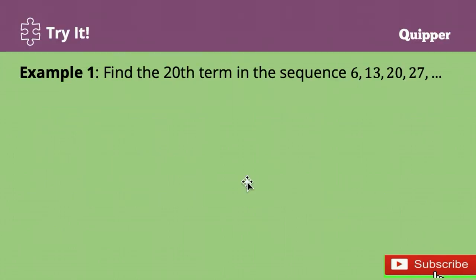Now let's try some examples in finding the nth term of an arithmetic sequence. Number 1. Find the 20th term in the sequence 6, 13, 20, 27, and so on.